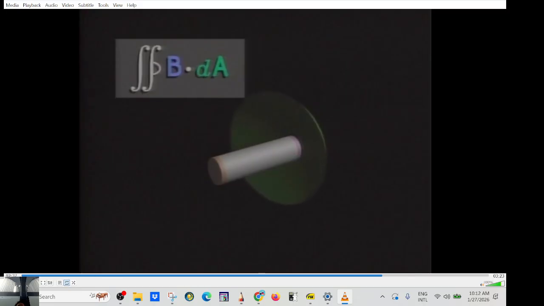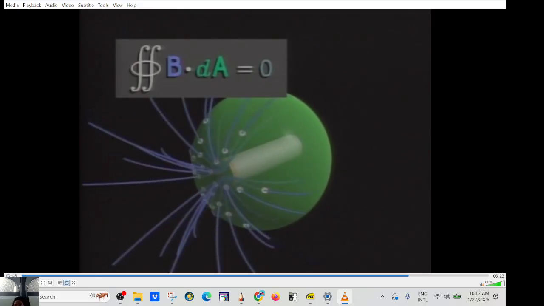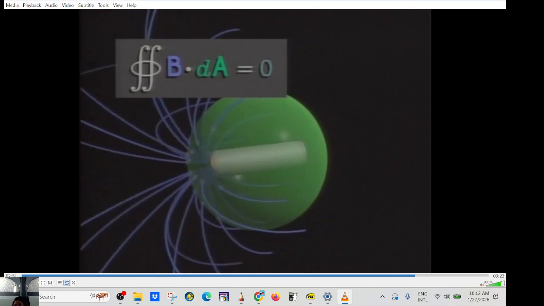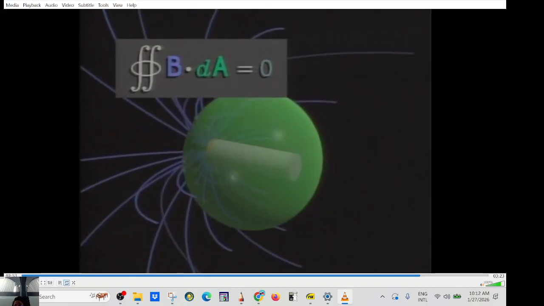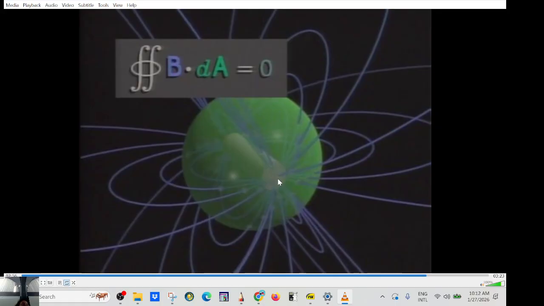Same is true in the case of magnetism. Net magnetic flux in a closed surface is always equal to zero. Do you see why? Because you have a magnet, so you have the north and the south. The magnetic field lines will go from the north into the south. So there is no source inside. Whatever comes out comes back in.